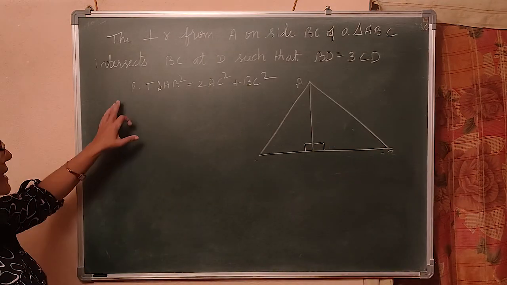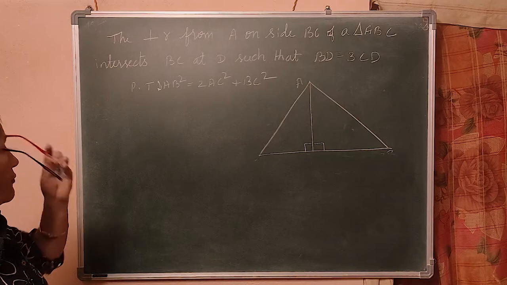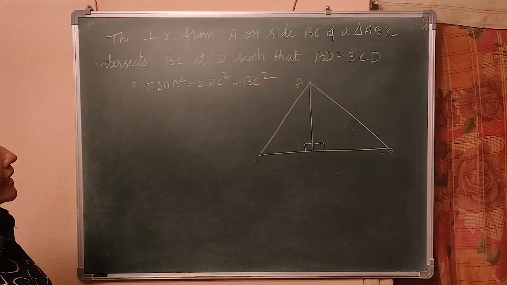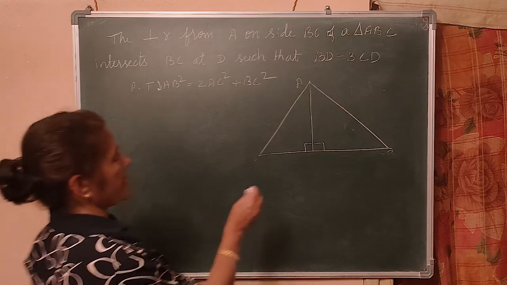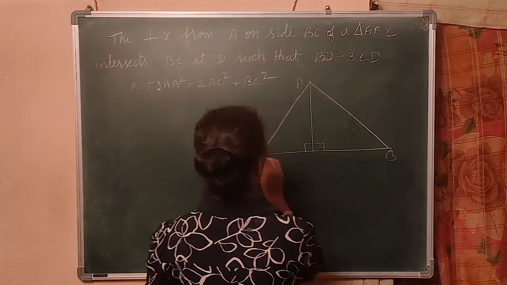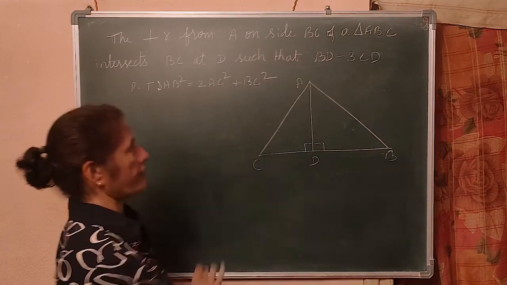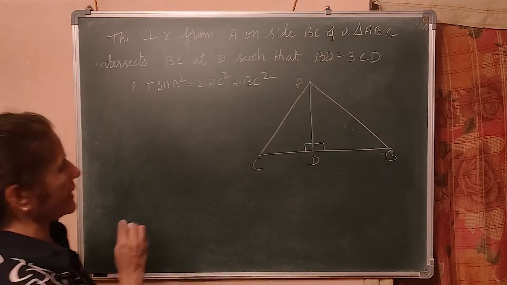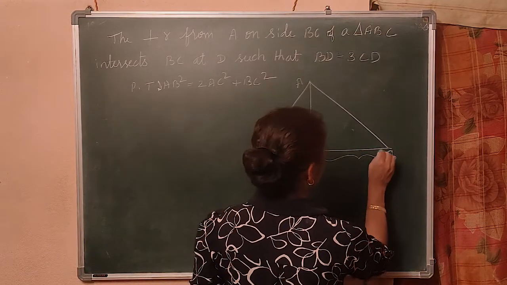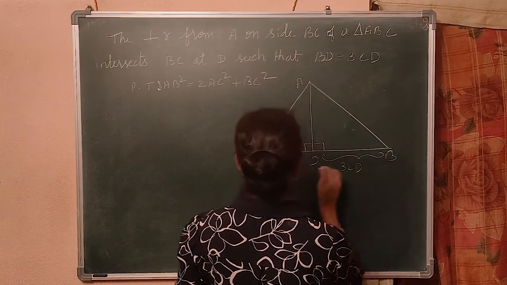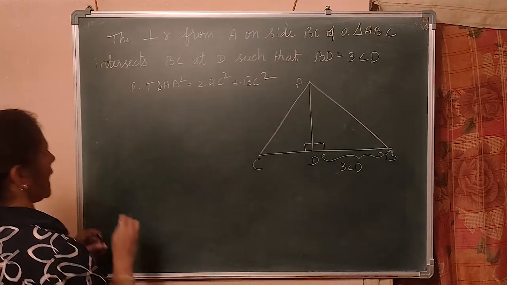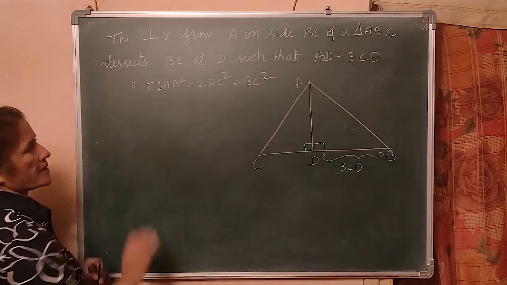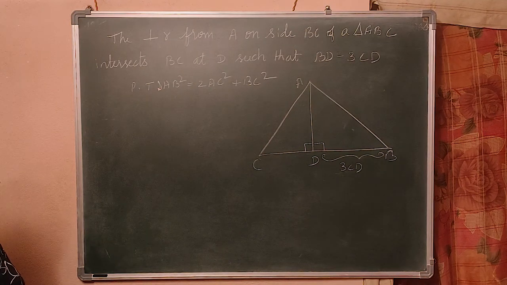Our next problem is: the perpendicular from A on the side BC of a triangle ABC intersects BC at D. In this figure, they have given that BD is equal to 3 times CD. Prove that 2 times AB square is equal to 2 times AC square plus BC square.